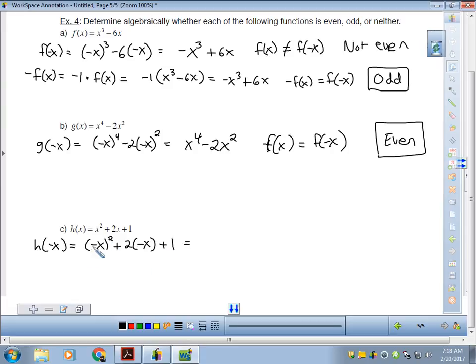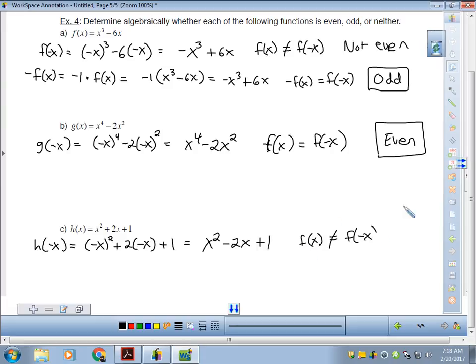When you square negative x, negative x times negative x gives you positive x squared. 2 times a negative x gives you negative 2x. And then we have the plus 1 at the end. Take that, compare it to the original. Are these two the same? No, they're close, but this is a positive 2x, this one's a negative 2x, so they're not exactly the same. So f of x does not equal f of negative x.